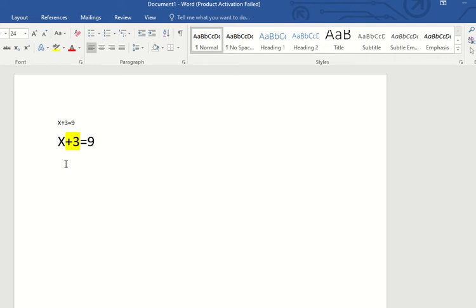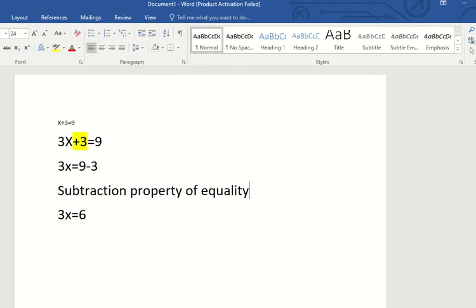Now let's see, if I write here 3x equal 9, this has now two steps. How? First, this 3x will be as it is, then 9 minus 3, and we know what that means. 9 minus 3 is 6. Now the second step we'll do here. Here we have used our subtraction property of equality, right?